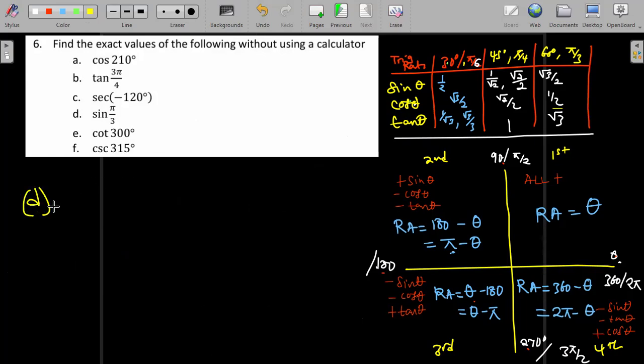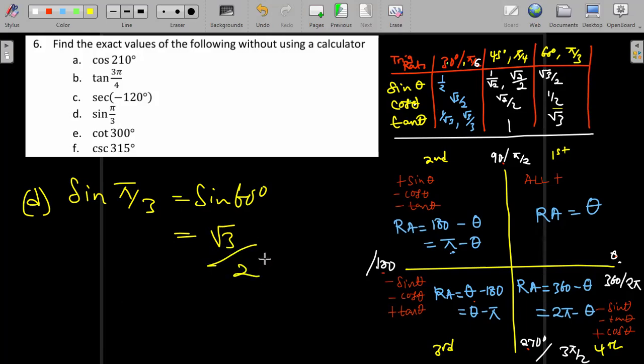So D, we have sine pi over 3. Okay, so pi over 3 is 60 when you put it in degrees. So this is just simply sine 60 degrees. So what is sine 60 degrees? Okay, sine 60 degrees is just root 3 over 2. So that's the answer there.